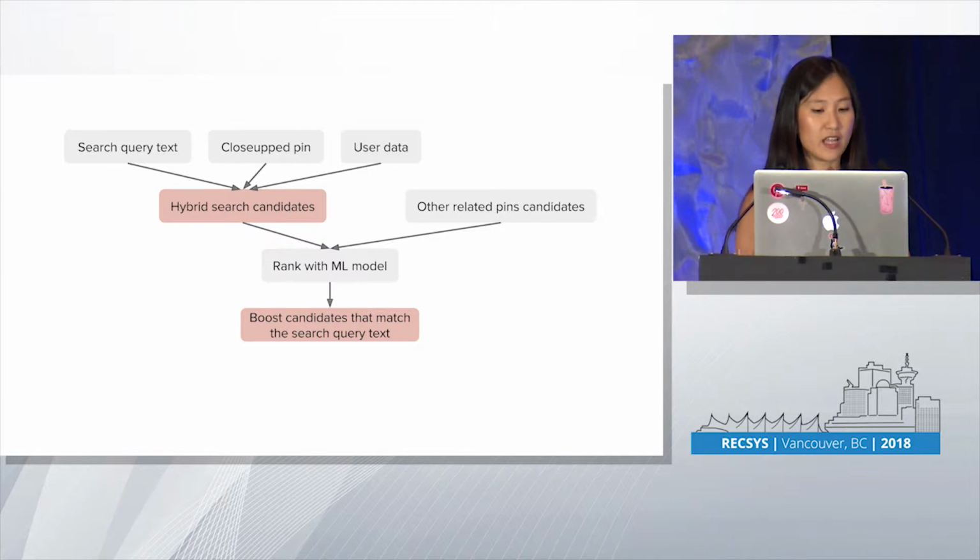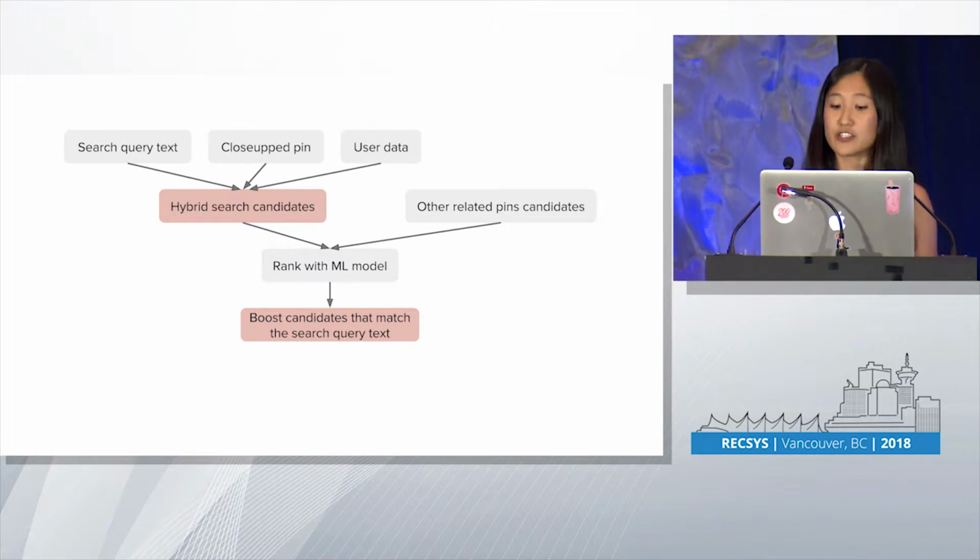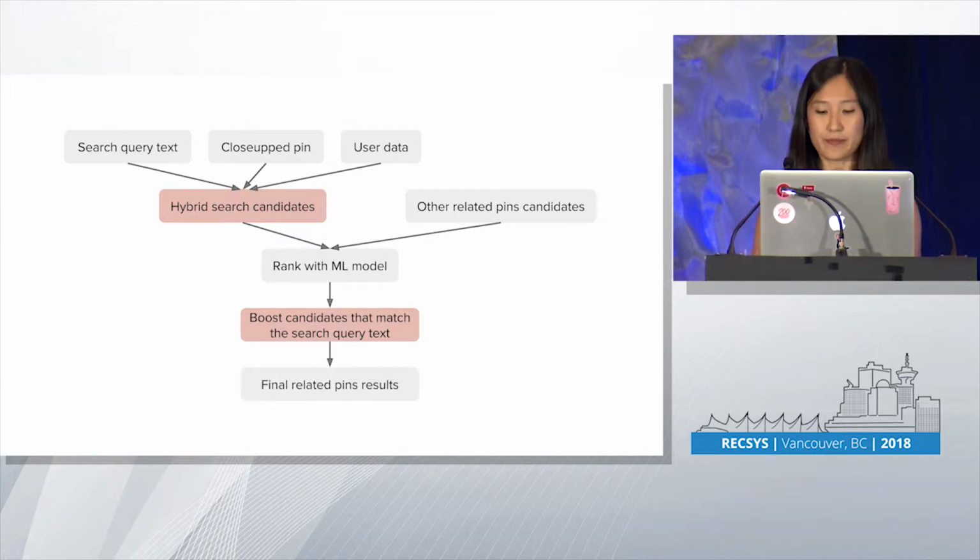For the boosting layer, we first tokenize the search query and then compare the tokens of the annotations to the annotations of each query candidate pin. So based on how many matches there are between the tokenized search query and the candidate pin annotations, we boost the ranking scores of these candidates. We did this in order to make sure that candidate pins that match both the close-up pin and the search query get ranked to the top. Finally, we output the hybrid search related pins results. So these final results include the new search candidates, ranked with original related pins candidates, and boosted on candidates that match the search query.